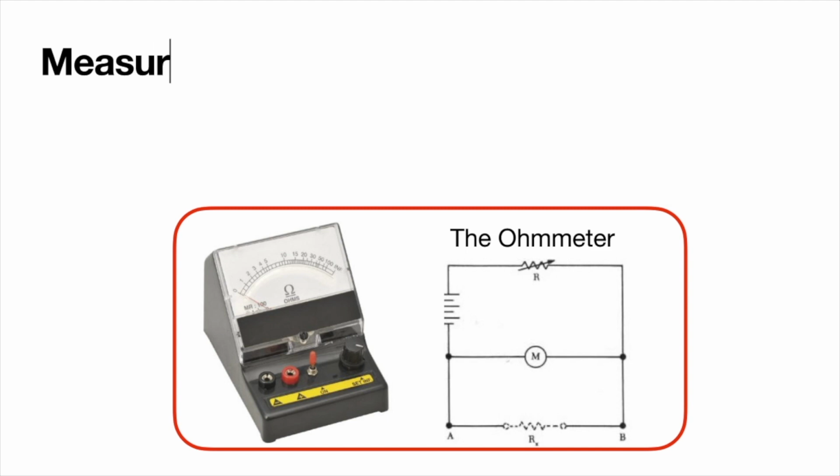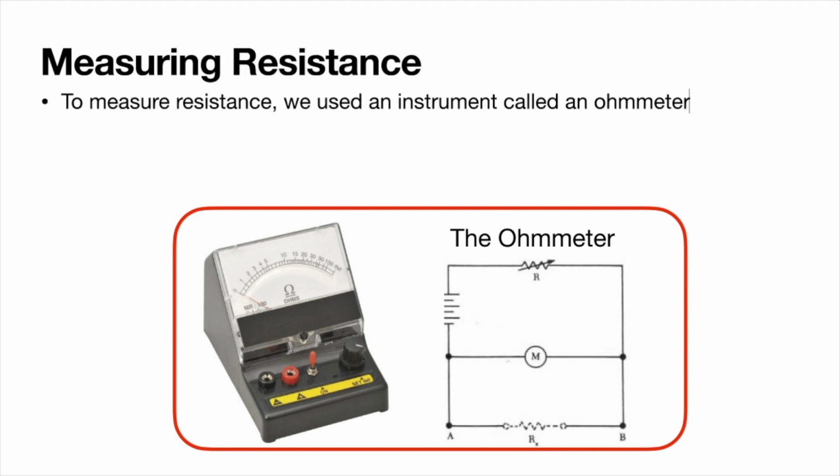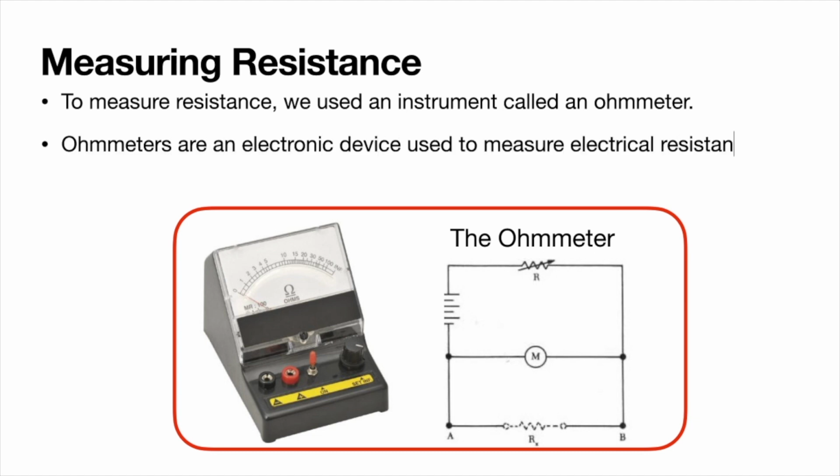Measuring resistance. To measure resistance, we use an instrument called an ohm meter. Ohm meters are an electronic device used to measure electrical resistance of a circuit element. An ohm meter is typically not attached to the circuit while it is in use. Instead, an ohm meter is used separately to measure just the elements in the wire.